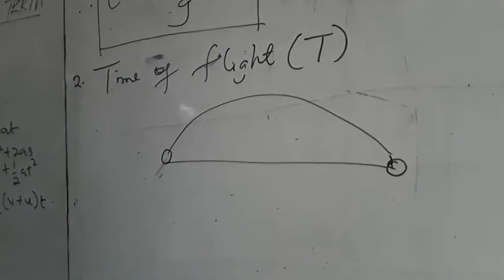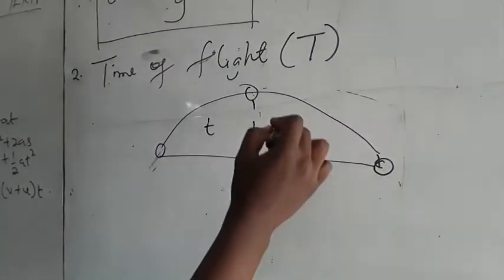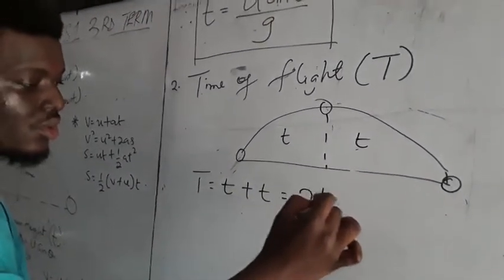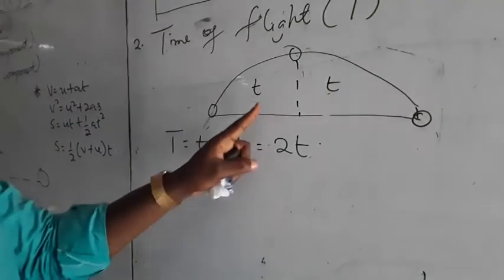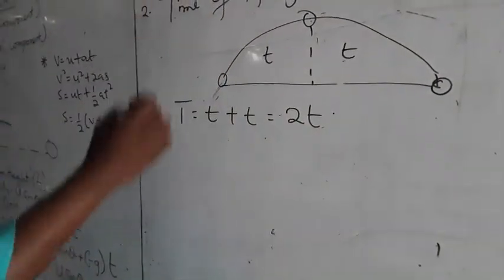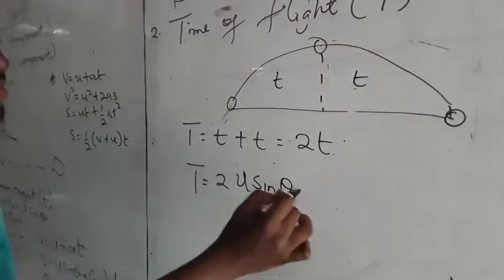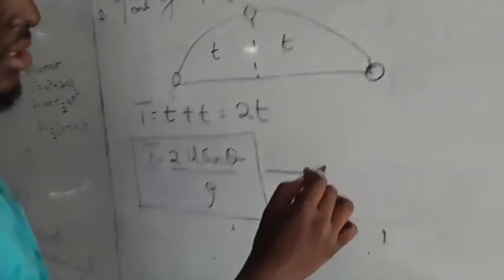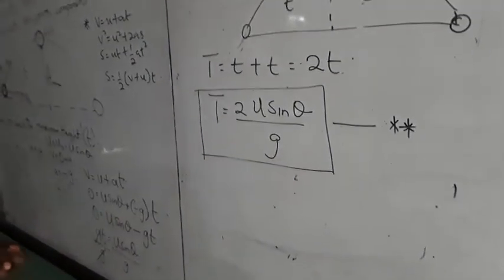Now you notice, let us do it just a normal trick. We have it that the time to reach this point is T, and the time to come back to its particular state will also be T. So we can say that the time of flight is equal to T plus T, which is 2T. We know that our T here from our previous derivation is U sine theta over G. So the time of flight is 2U sine theta over G. As simple as that. So this is the time of flight. And let's take this one as equation star.